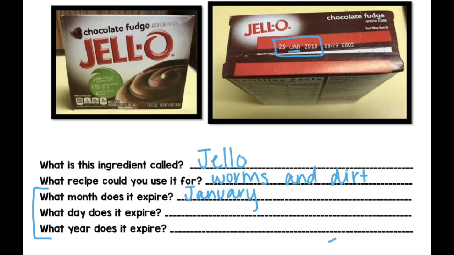Next question, what day does it expire? Remember, our days of the month only go from 1 to possibly 31. So if you see a number that is greater than that, then that is not the expiration date. Our day of expiration is the 29th. And I found that right here. The last question is, what year does it expire? 2019.